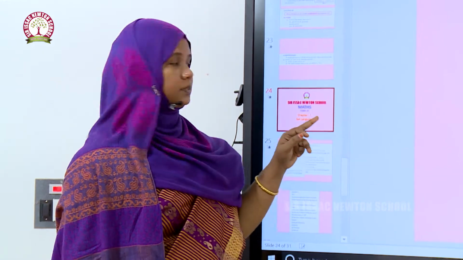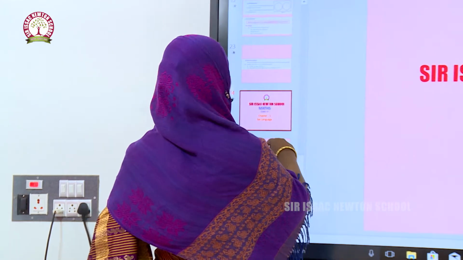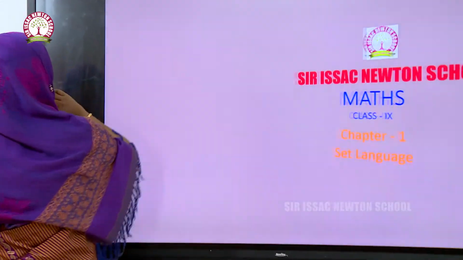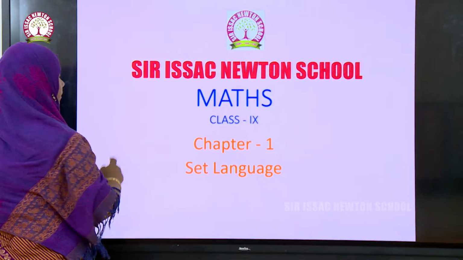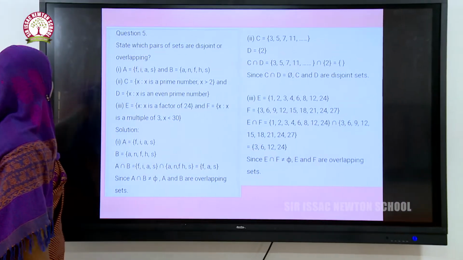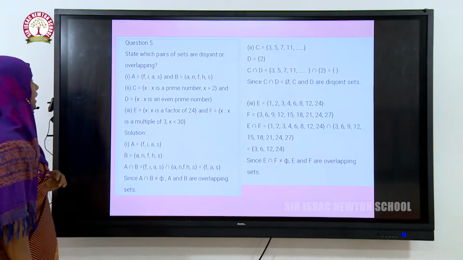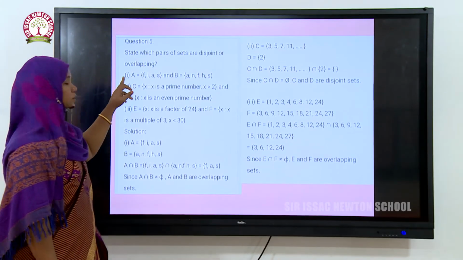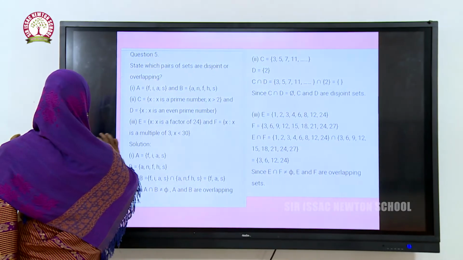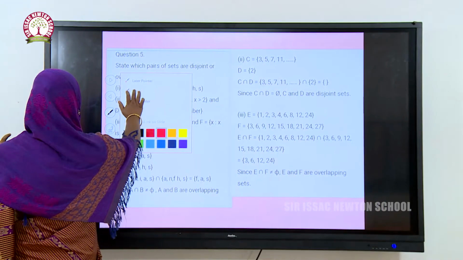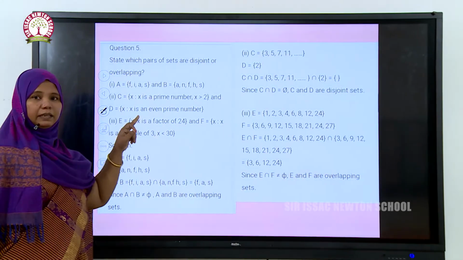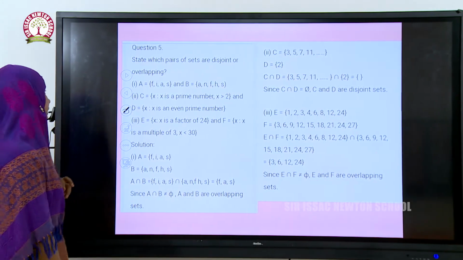Now we are going to see the exercise problems. Question number 5: state which pair of sets are disjoint or overlapping. We have discussed before what a disjoint set is. A set pair which has no common element is said to be disjoint.